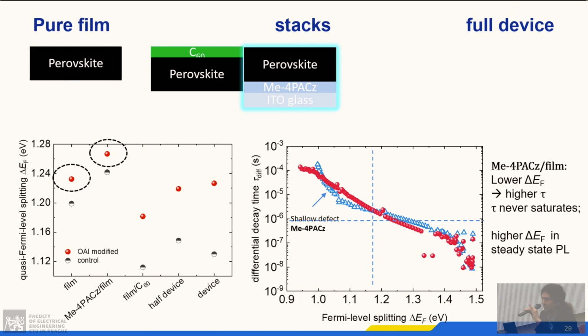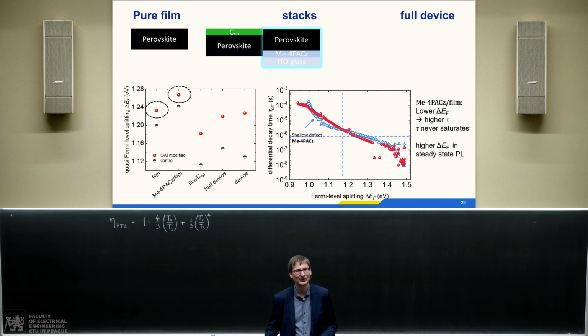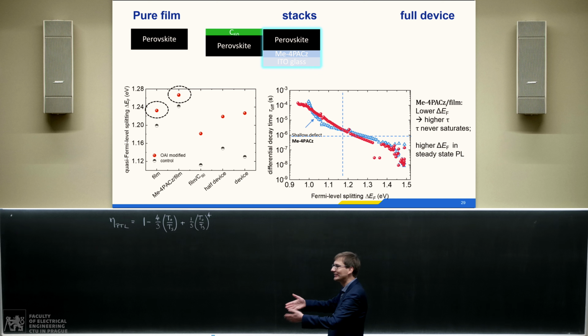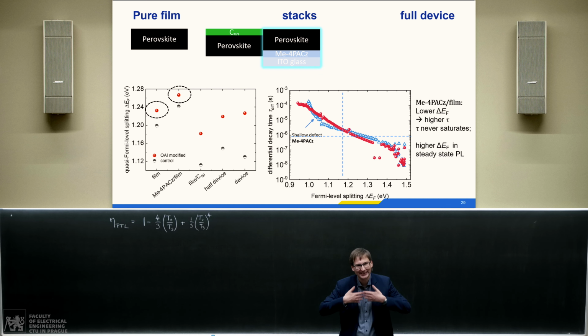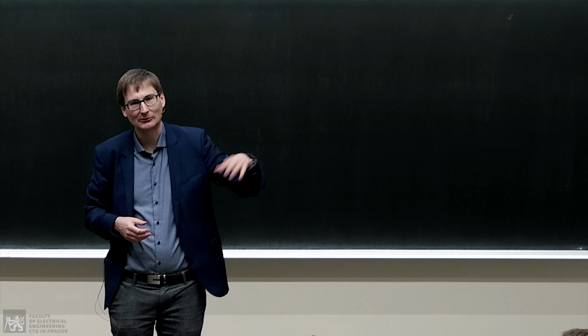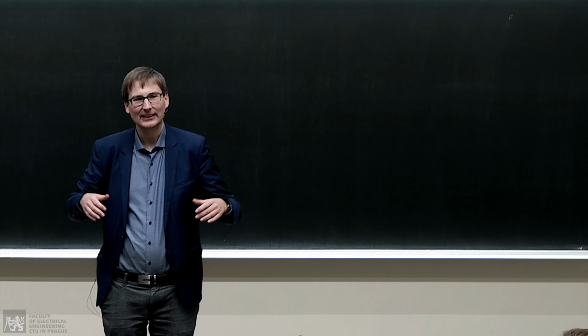No, I mean no. This is steady state PL, right? This is measured under continuous illumination. So you hit your sample with continuous light, and at the beginning, when you switch on the light, of course, some electrons will go to the C60 and some holes will go to the Me4PACz, and maybe recombine with some electrons in the ITO, right? But then there will be a steady state situation, all flat Fermi levels. And then it's only recombination that you measure. Yeah, okay.